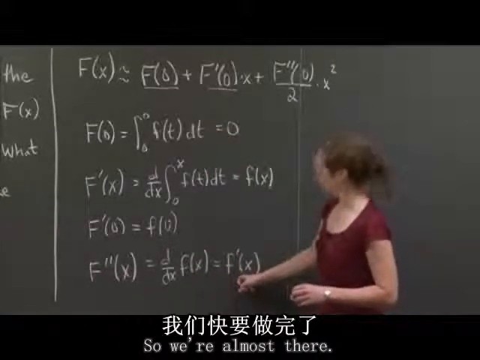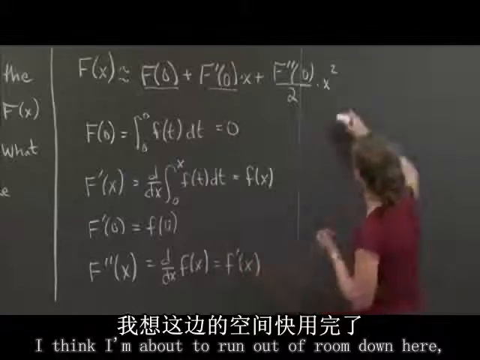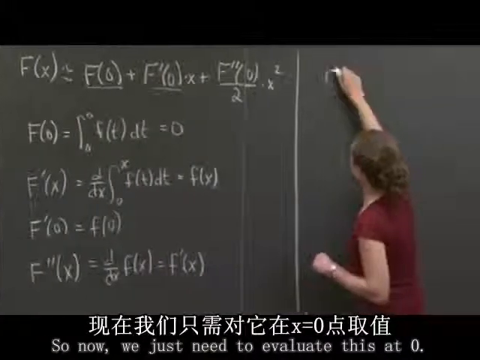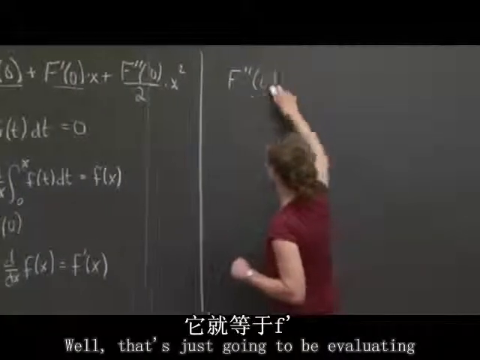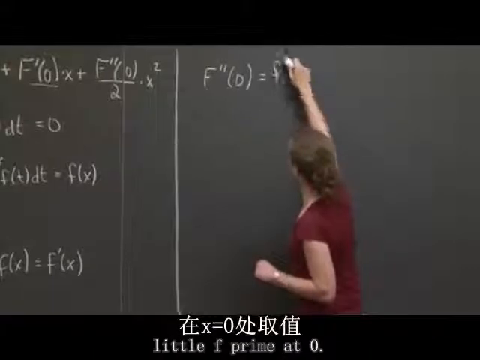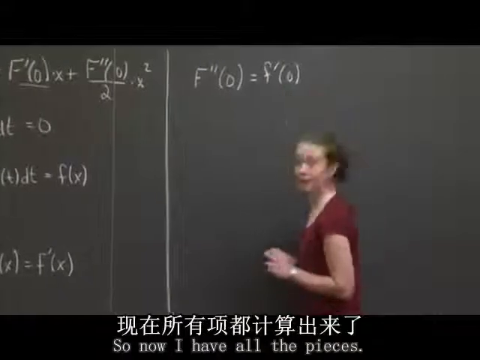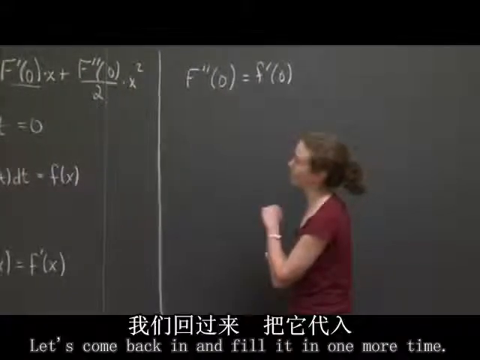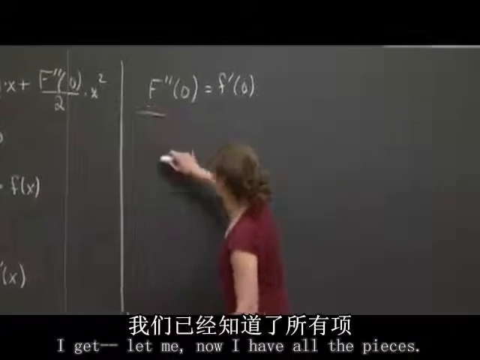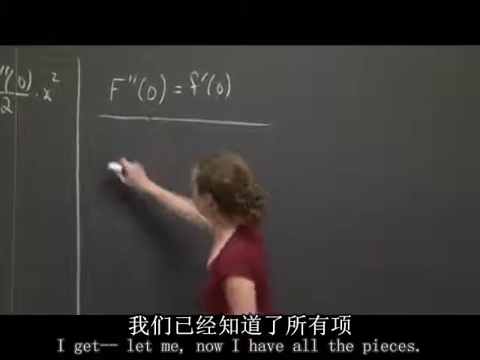So we're almost there. I think I'm about to run out of room down here, so let me come over a little bit further. Now we just need to evaluate this at 0. Well, that's just going to be evaluating little f prime at 0. So now I have all the pieces. Let's come back in and fill it in one more time. So what do I get? Now I have all the pieces.